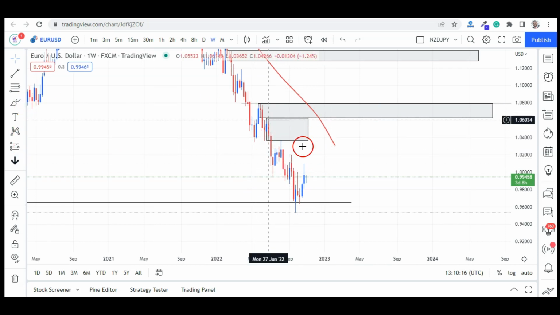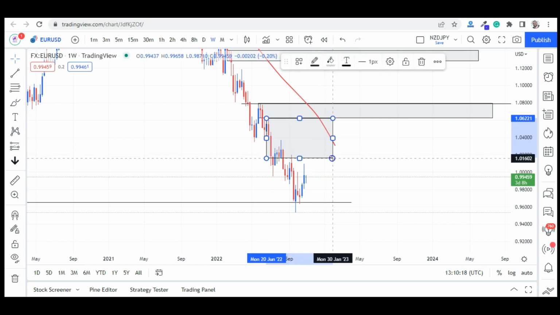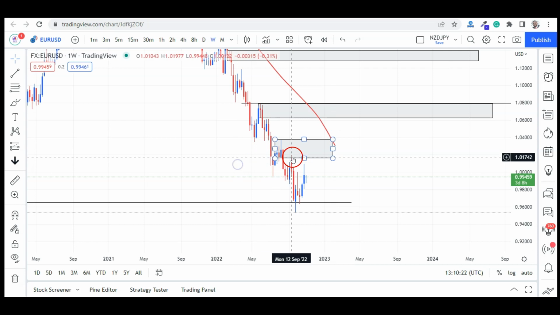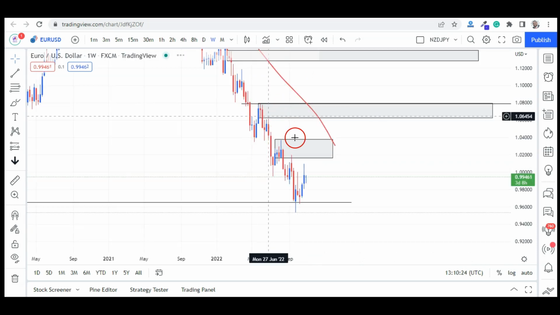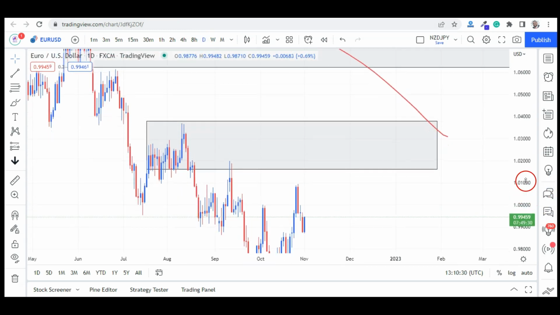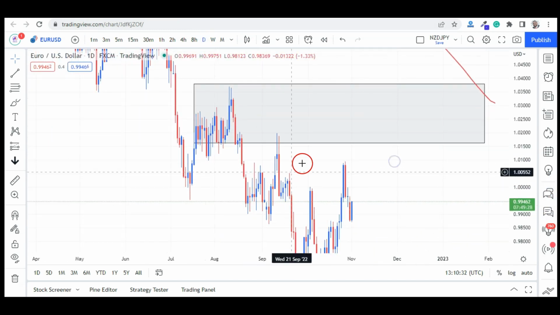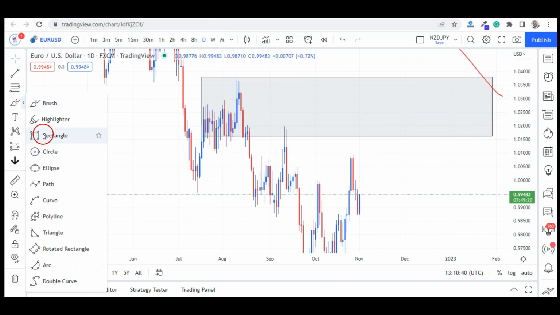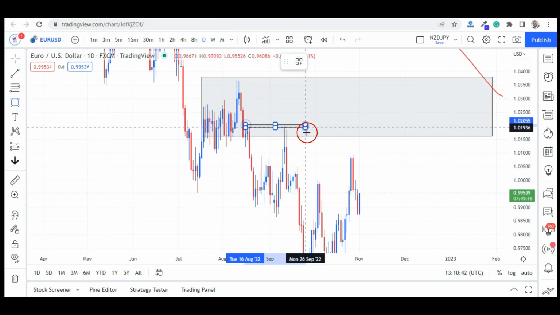For example, let's look at this one, this recent one. This is an IPA, but at the same time an order block. Okay. Now, if you go to the daily, on the daily time frame now, we have a weekly IPA, and we also have a daily IPA here.